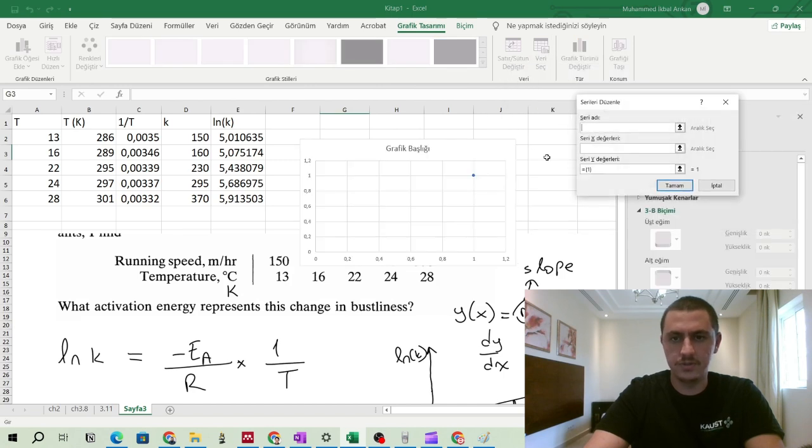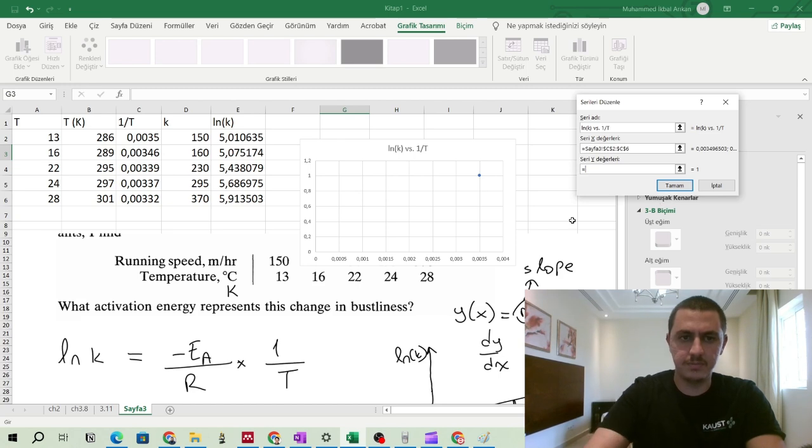Then you add your title, anything, it's just the name of the plot. You can say L and K versus 1 over T. Here it's x values, so my x, if you remember, will be 1 over T, and y values will be L and K.